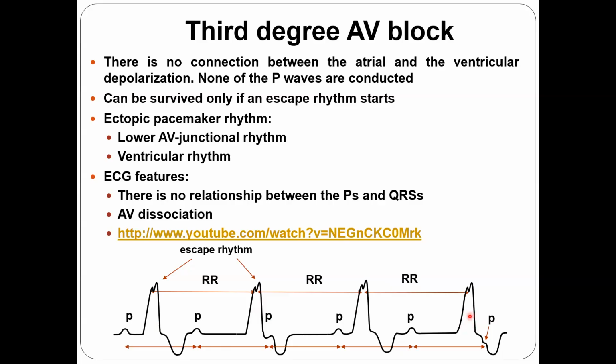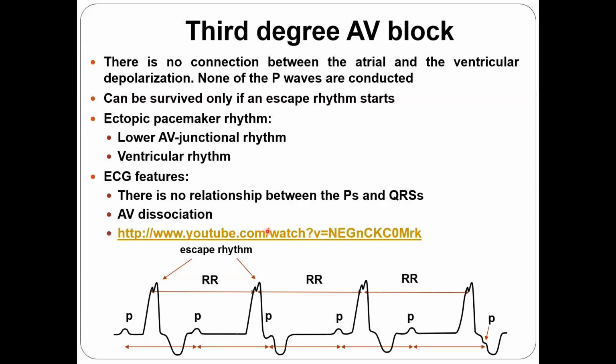It could happen that this escape center is very close to the lower part of the AV junction, and this way the QRS complex is not as wide, not a typical one as a QRS complex of ventricular origin, but still you do not have any connection between the P and the QRS complex. Sometimes it's happening, and this is another good clue, that the PR is getting shorter. Okay, the PR is getting shorter.